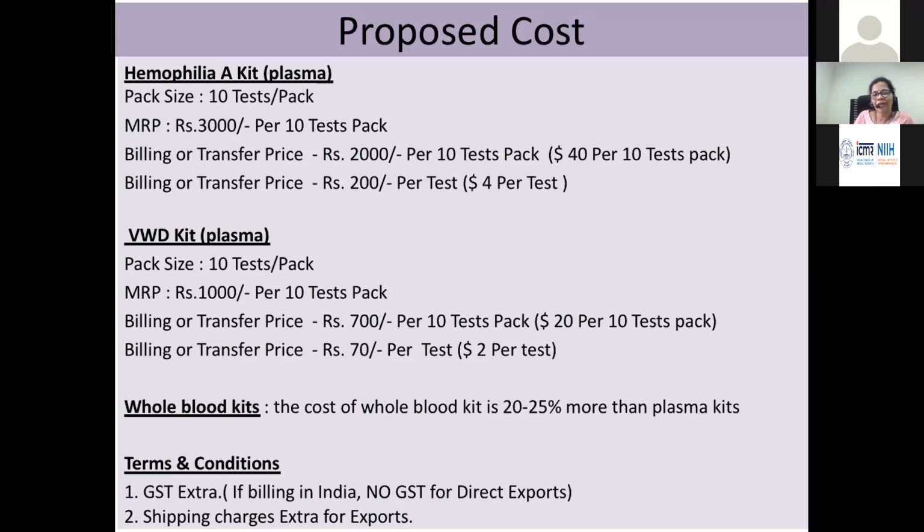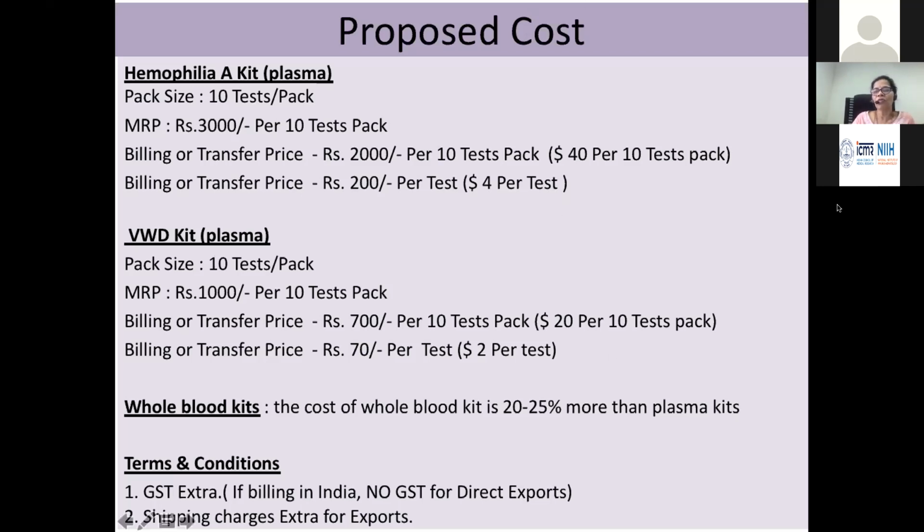And for VWF, many of the private labs are even charging up to 8,000. Here it is just 70 rupees per test. Now, why is the factor VIII kit costing a little more, 200? Because the antibodies are a little more expensive than the VWF antibody. Now, this is the first release cost. I'm sure as the company gets some discount for bulk volume purchase, the cost will come down.